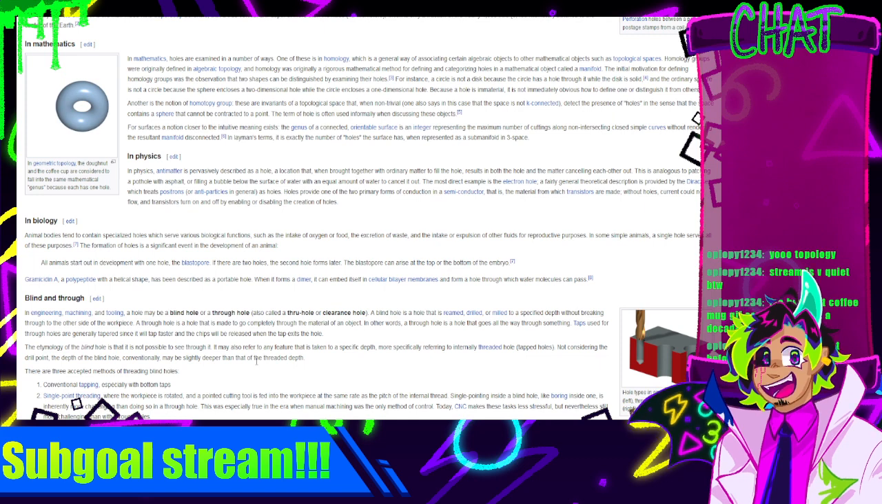Holes provide one of the 2 primary forms of conduction in a semiconductor, that is the material from which transistors are made. Without holes, current could not flow, and transistors turn on and off by enabling or disabling the creation of holes. Oh my god.